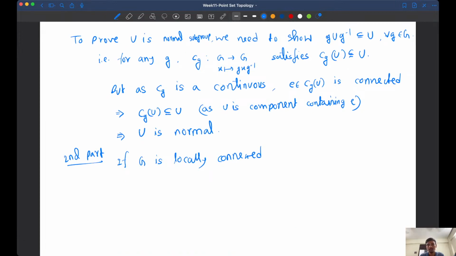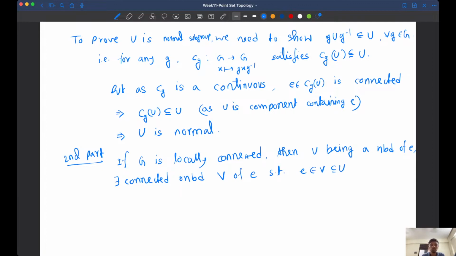Locally connected, then U being a neighborhood of e, there exists a connected open neighborhood, let's say V of e, such that e belongs to V contained inside U. And as U is a subgroup containing an open set, it is open. So using the previous problem.